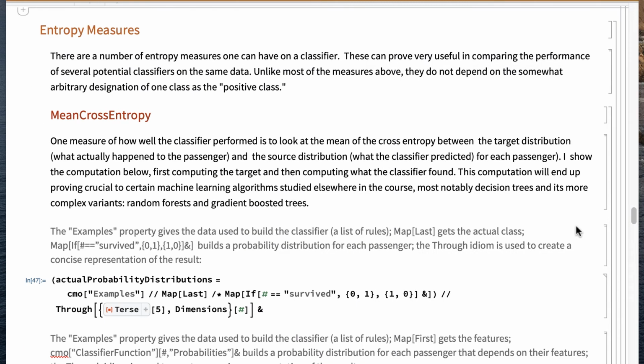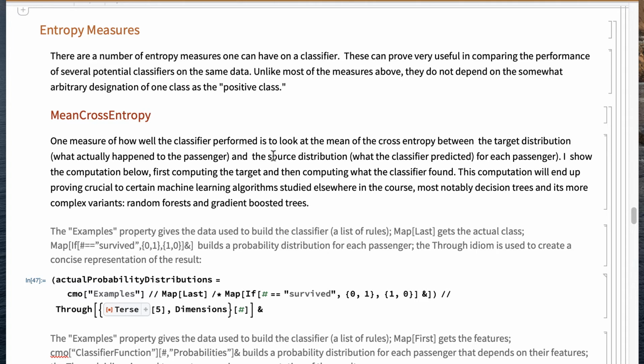All right, you didn't think we were going to get through this video without a discussion of entropy. There are a number of entropy measures you can have on a classifier, and they're very useful in comparing the performance of different potential classifiers on the same data. And unlike most of the measures I've already discussed, they thankfully do not depend on the somewhat arbitrary designation of one of the classes as a positive class. So let's look at the first such entropy measure, and this is the mean cross entropy.